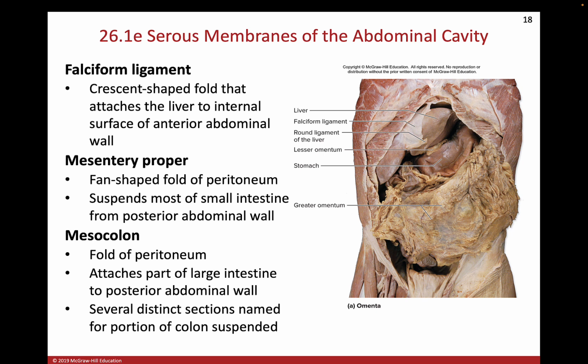We have the falciform ligament. This is a crescent-shaped fold that attaches the liver to the internal surface of the anterior abdominal wall. There is the mesentery proper. This is a fan-shaped fold of peritoneum. It suspends most of the small intestine from the posterior abdominal wall. And then there's the mesocolon, and this is another fold of peritoneum. It attaches part of the large intestine to the backside abdominal wall, and has several distinct sections that are named for portions of the colon that are suspended.